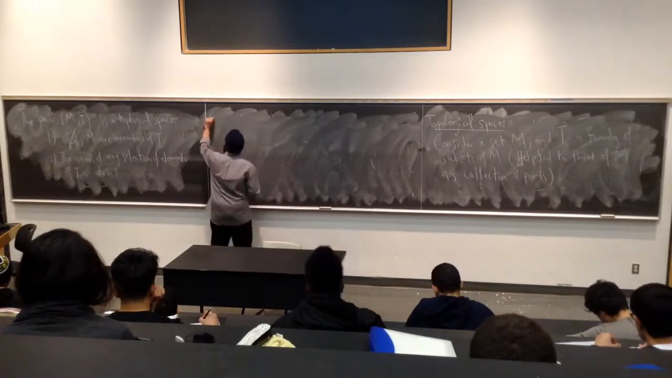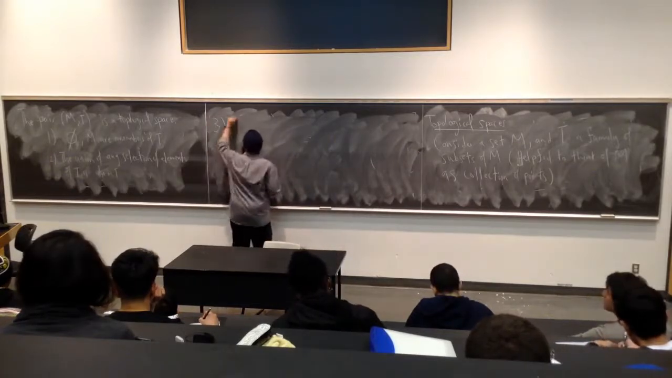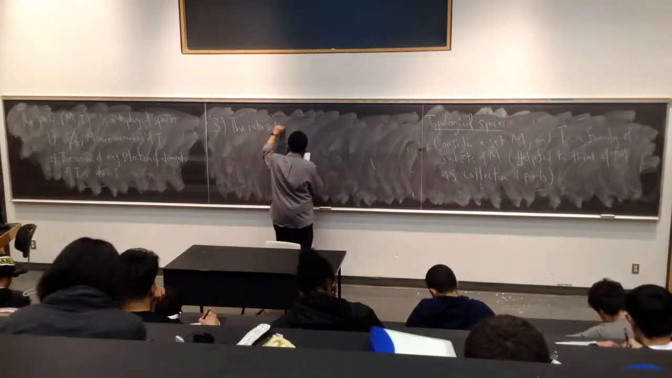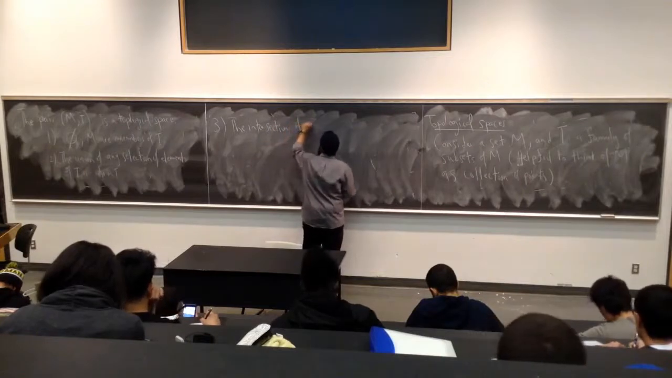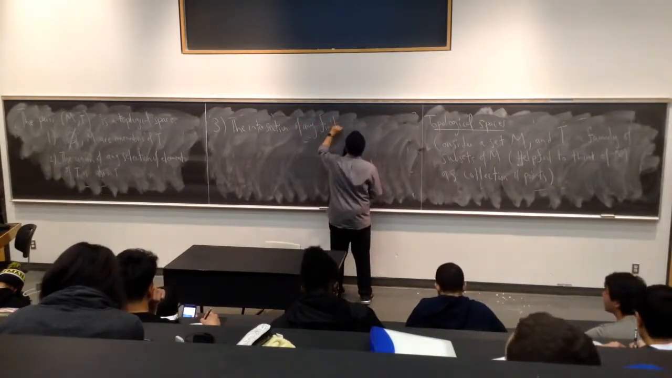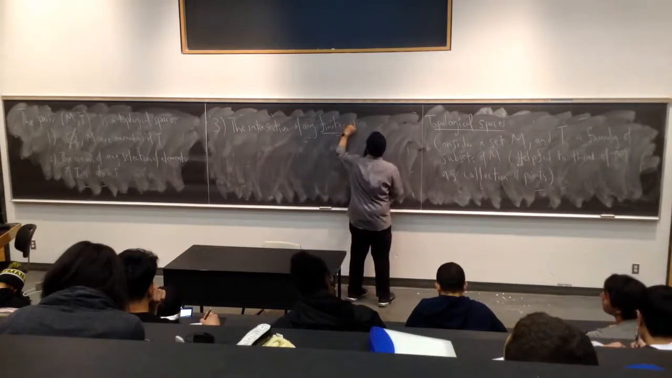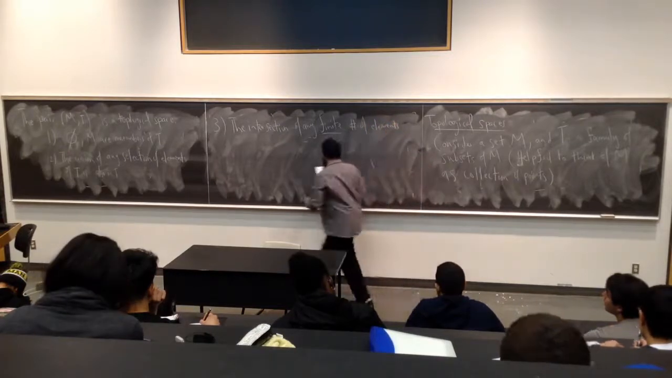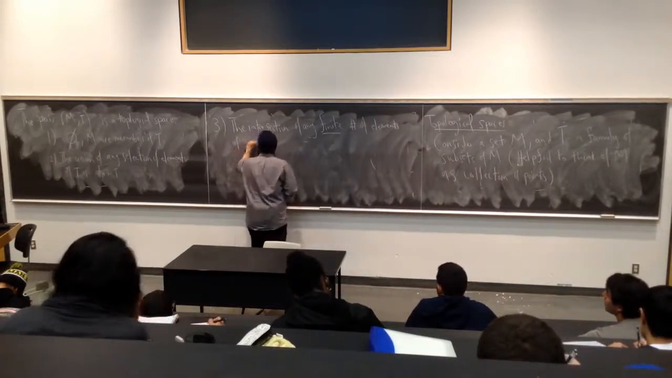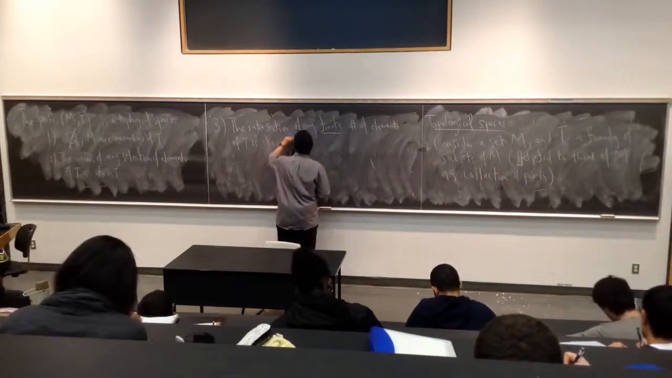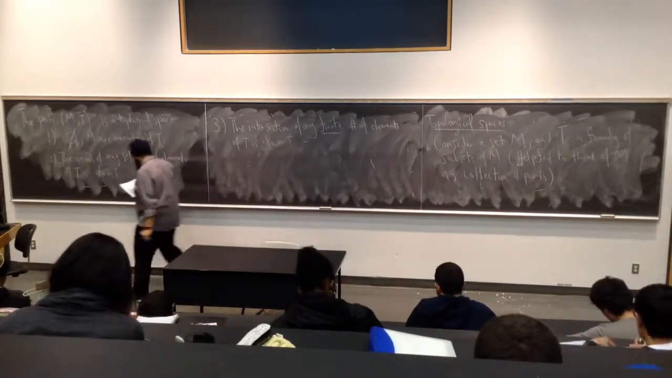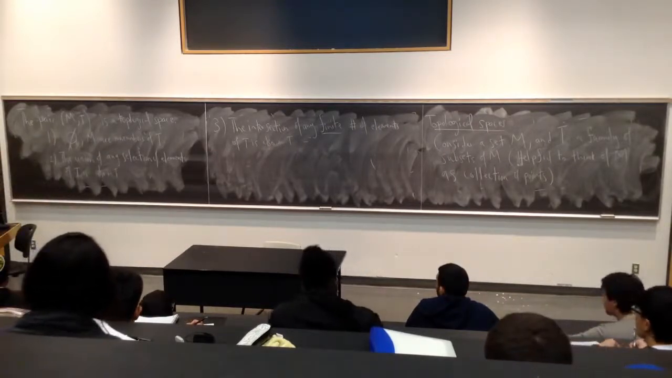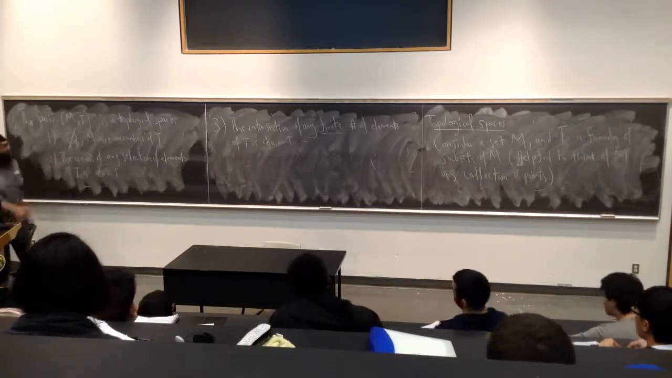The third property. The intersection of any finite number of elements of T is also in T. So, M and T is a topological space if one is true, two is true, and three is true.